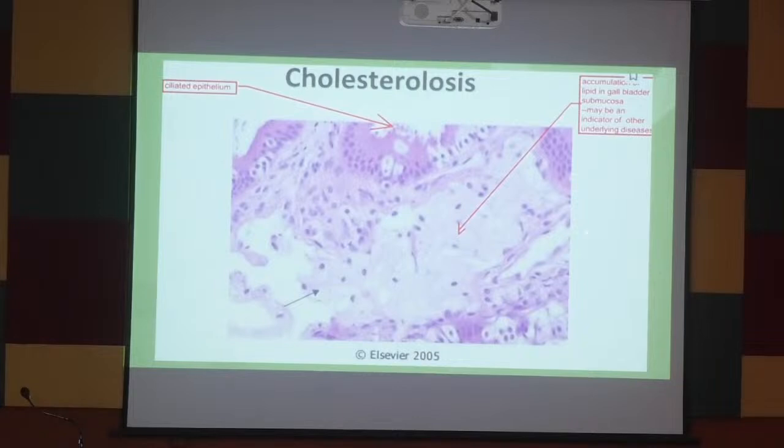The blue dots are nuclei, and the cytoplasm is foamy and containing lipids. So this is called cholesterosis.